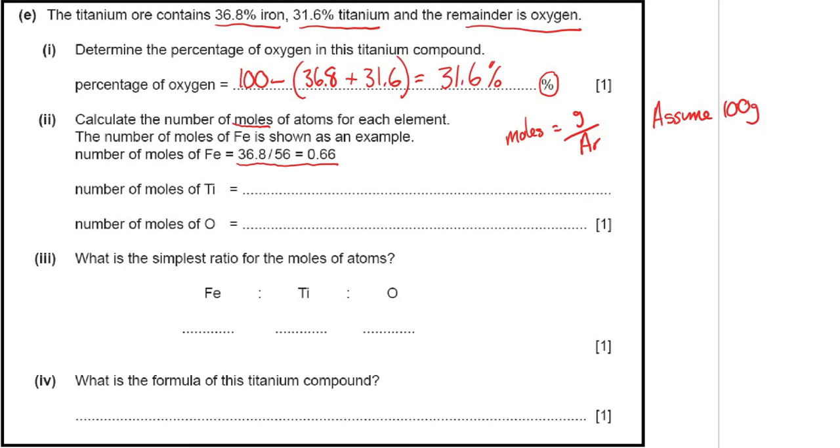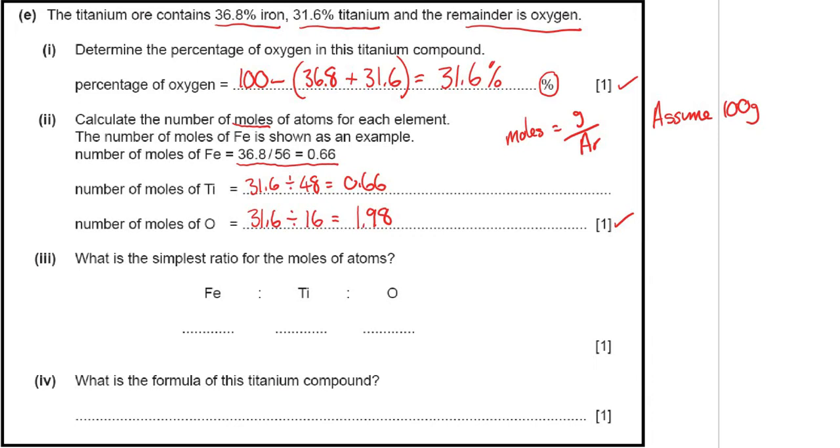Do the same for the titanium. We've got 31.6 grams. Divide that by the AR of titanium, which is 48. And that gives us 0.66 moles of titanium, and you can see it's the same number of moles as iron. Move down to oxygen, and we've just worked out that we've got 31.6 grams of oxygen in 100 grams. Divide that by 16, which is the AR of oxygen, and we get 1.98. Okay, so now we've got 2 marks.